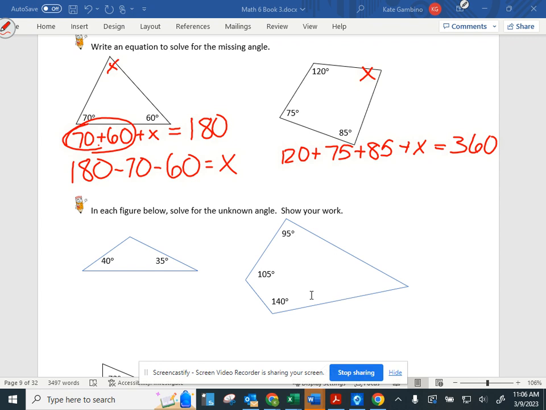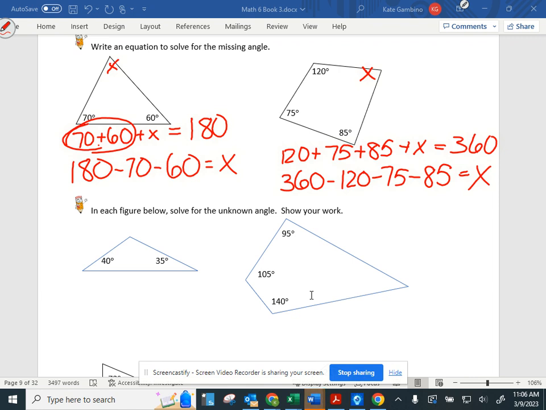We're adding all of these up, subtracting it from 360 because we're doing that opposite operation. Instead of adding, we're going to subtract from the 360, and we're left with just x. Or we could say 360 minus 120 minus 75 minus 85 equals x.